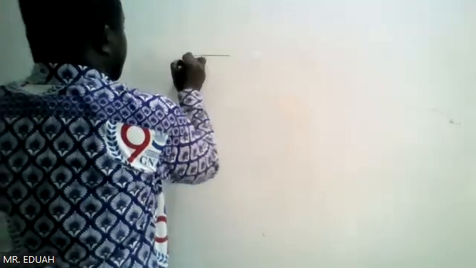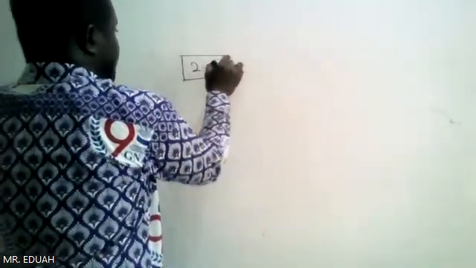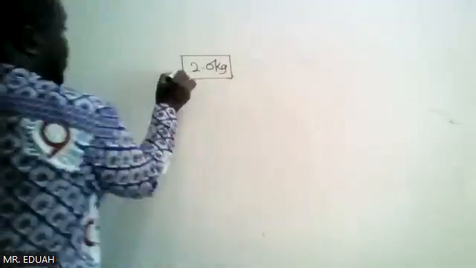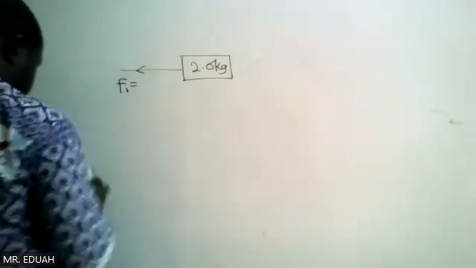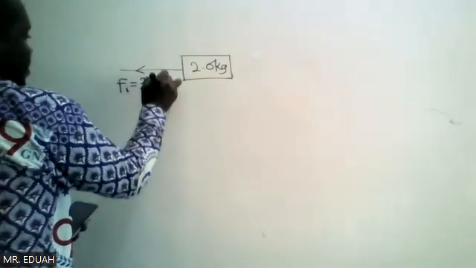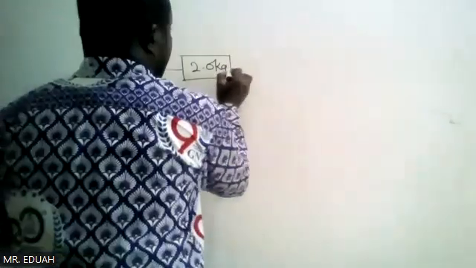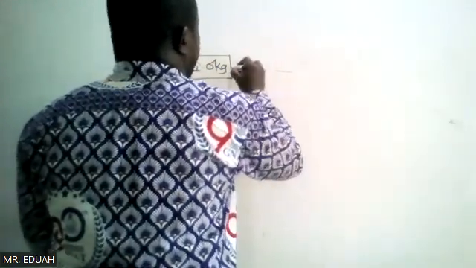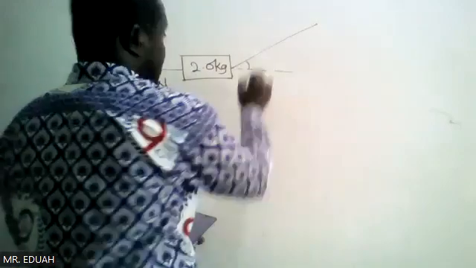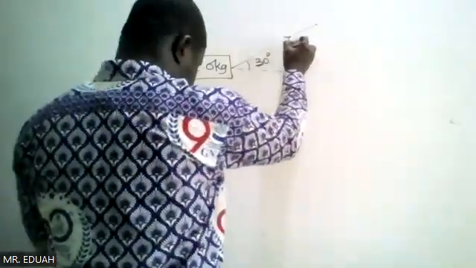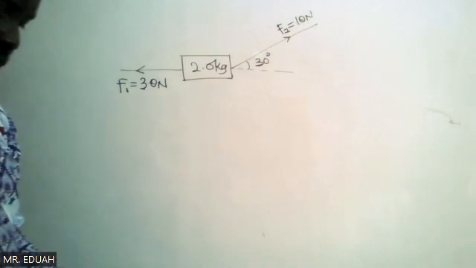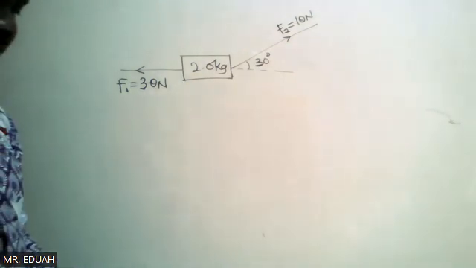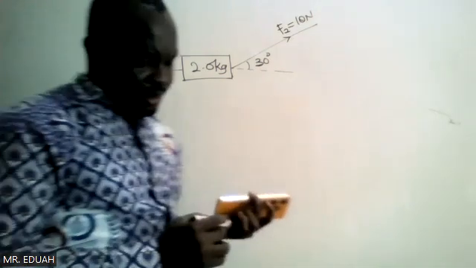Okay, so a quick search. The mass is 2.0 kg. One force acts on the box horizontally, F1, with magnitude 3 Newton. Then there's another force making an angle of 30 degrees with the horizontal. The magnitude of this force, F2, is 10 Newton. The question is that we are to determine the magnitude of the acceleration and the direction.